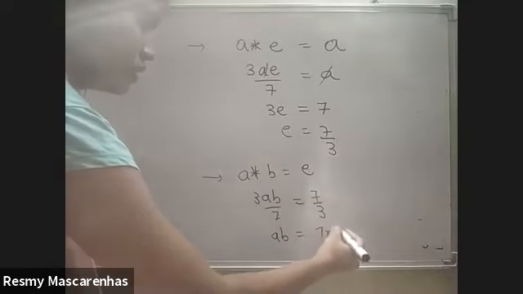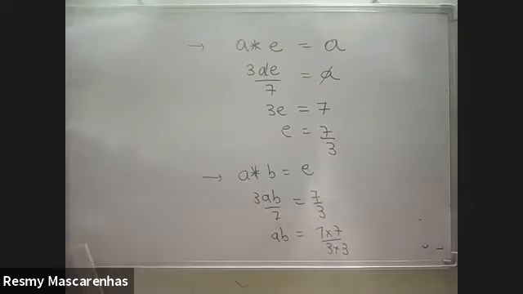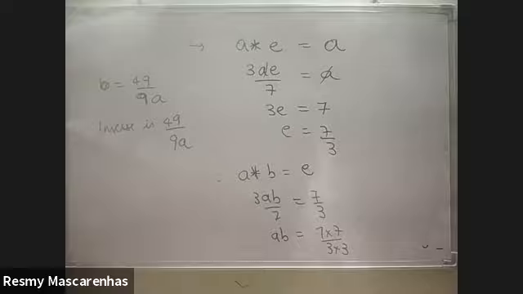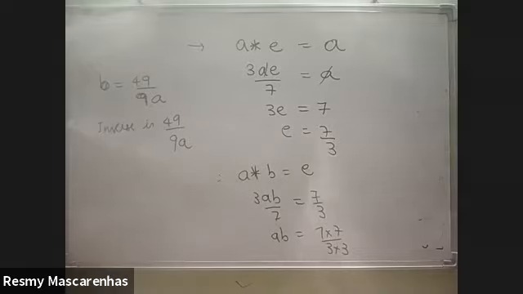take things on the other side. So B will be 49, A will come down. So the inverse is found the same way. Then the third one is up to you all to solve. A star B is 2AB upon 5. The identity element will be 5 by 2, and the inverse will be 25 upon 4A. Correct.